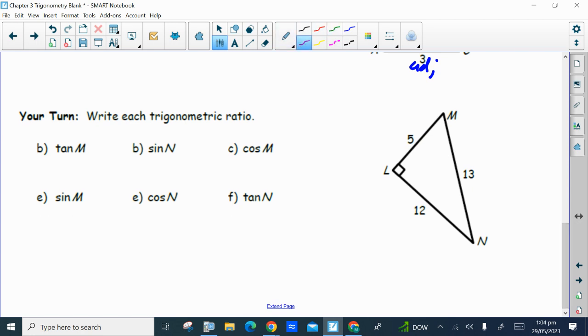So let's start with M first, angle M. The hypotenuse never changes. It's always the side across from the right angle. But if you're working from angle M, the side across from that is the opposite. The third side is the adjacent side.